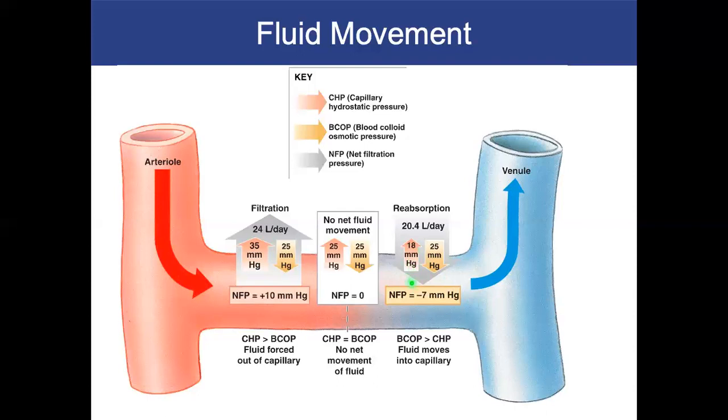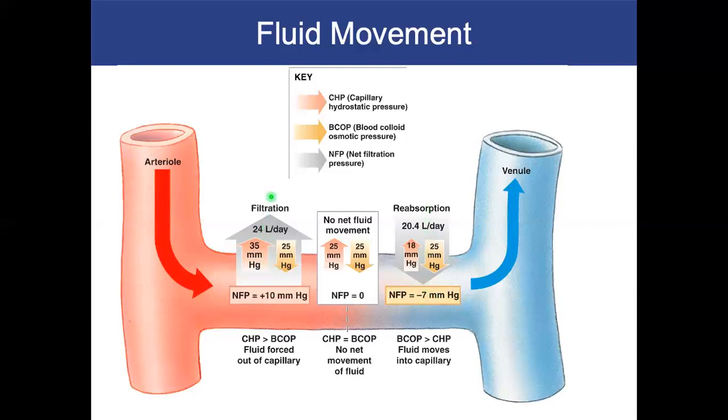So take a look. Hydrostatic pressure is 18, forcing fluid out. Osmotic pressure is 25, pulling fluid in. So which one is the greater pressure? Osmotic pressure, good. And because this is the greatest and it's pulling fluid in, fluid is going to get pulled in, and we call that reabsorption. If you take 18 minus 25, that gives us a -7. So the net filtration pressure is -7. This means that we're not filtering, that we're pulling fluid back into the capillary.